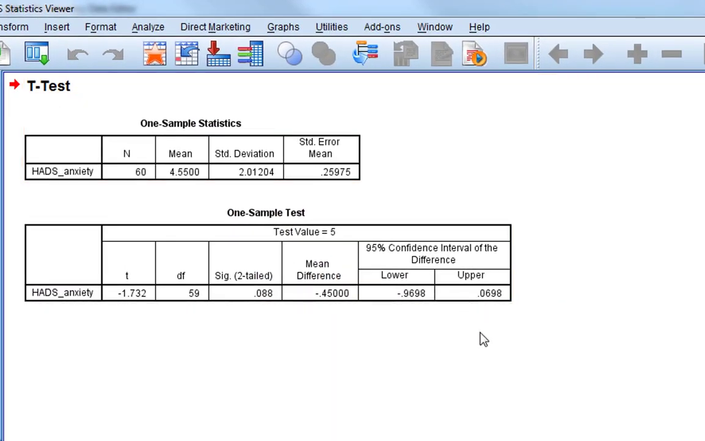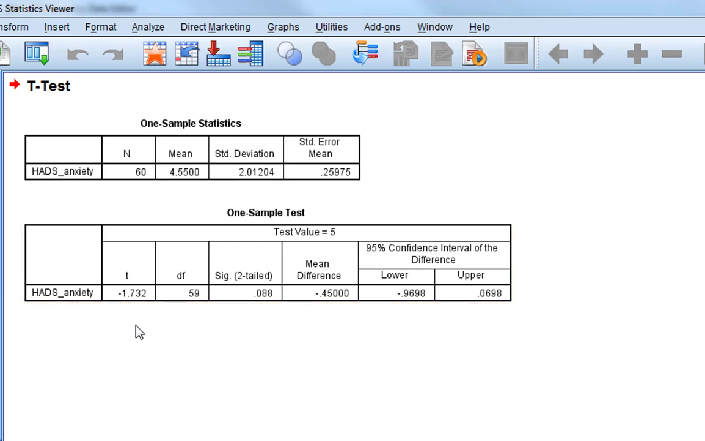and it gives us our output here. Again, we've got the number of participants, the mean score, 4.55, the standard deviation, 2.01, and the standard error, 0.26. Then we look at our one sample t-test itself, and if we look straight at the probability, our p-value here, we can see it's non-significant. So there's no significant difference between our sample scores and what we'd expect to see in this population. You can see the sample mean is 4.55, so it's lower than our test value, and the mean difference is the difference between the mean of our sample and the test value. That difference is minus 0.45, so it's only a very small difference between the two. And there are the confidence intervals for the mean difference as well.